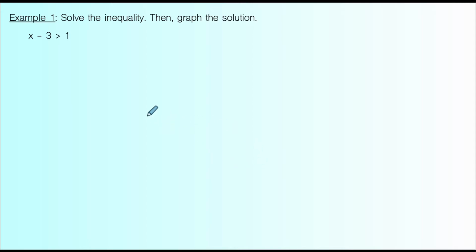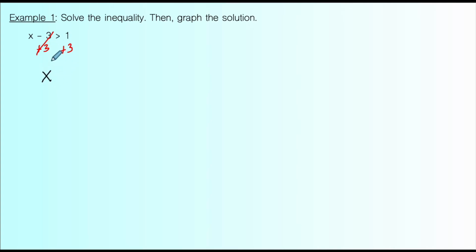Example 1 says solve the inequality, then graph the solution. So let's do that. The inequality given is x minus 3 is greater than 1. So here I've got some number subtracted by 3 needs to be greater than 1. What possible answers could x be equal to? So to solve this, I'm going to use inverse operations. I'm going to add 3, because that's the inverse of minus 3. And inverse operations cancel out, and you apply the same operation to the other side of the inequality. So my final solution here is going to be x.